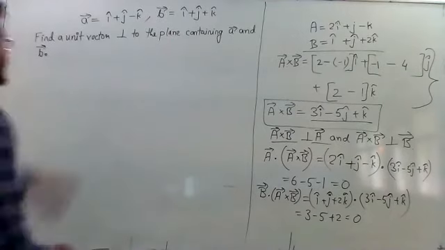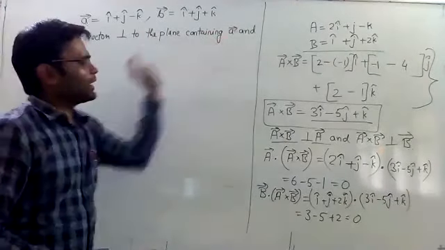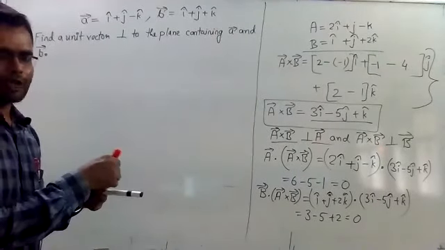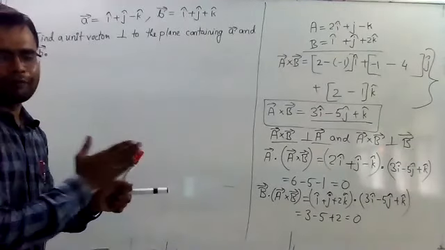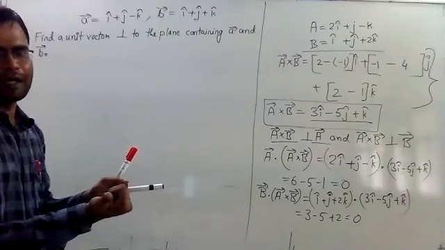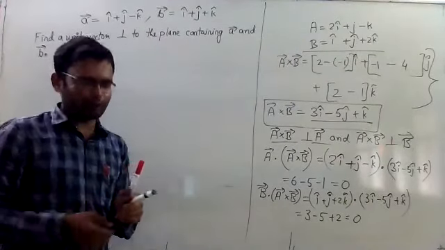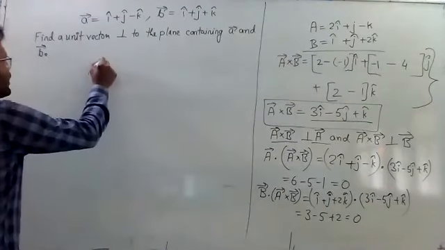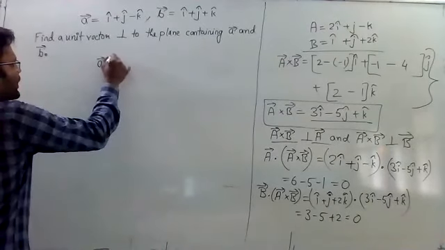So here we have to find the vector perpendicular to the plane containing A and B. If this vector I take as A, this I take as B, it is a plane. I need a vector perpendicular to this plane. So definitely I need the cross product of these two vectors, and the final vector should be a unit vector. So just find the unit vector of the cross product. You need A cross B.